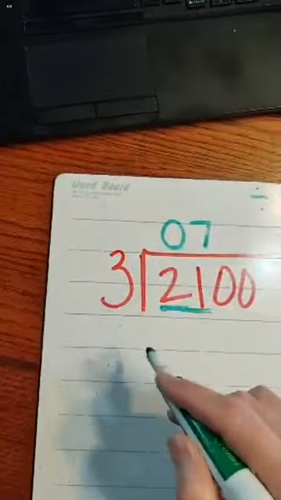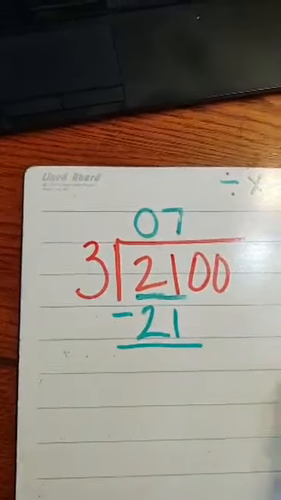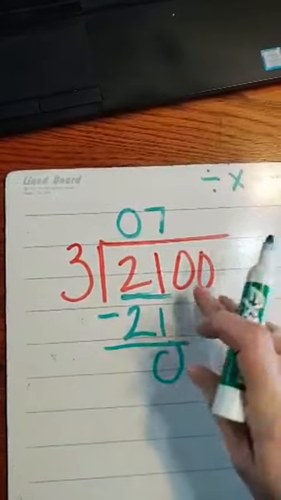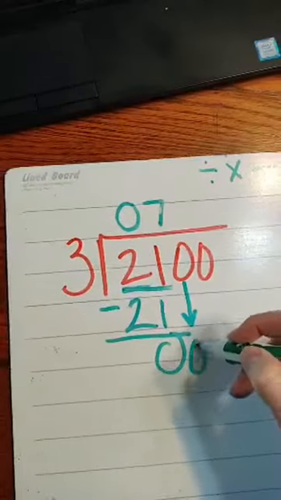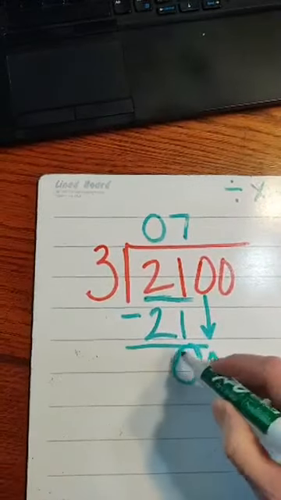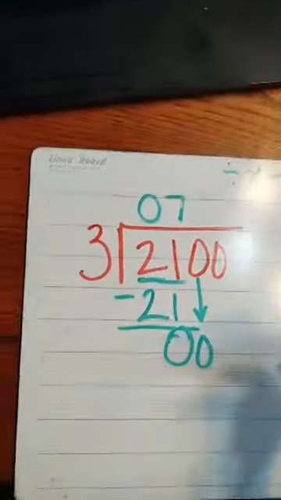3 times 7? 21. Subtract. 0. I'm not done because I still have numbers here. I need to bring them down. I bring down a 0. Does 3 go into 0? Nope. So I don't need to put anything?